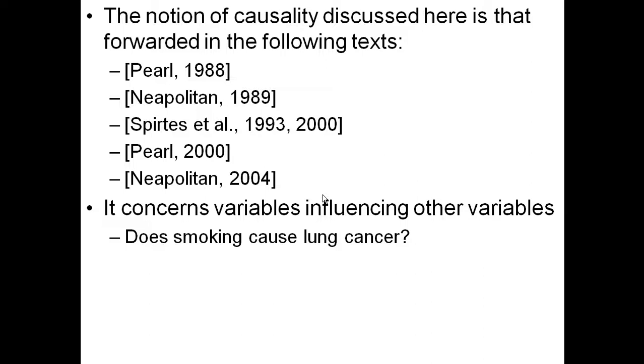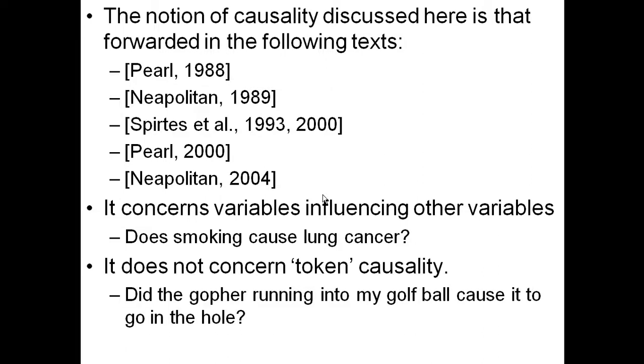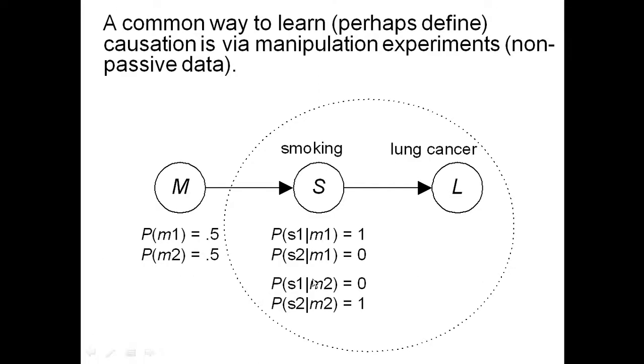It concerns variables influencing other variables, like smoking causing lung cancer. It does not concern what we call token causality, which is a one-time causal event. Did the gopher running into my golf ball cause it to go into the hole? In the smoking case, there are variables where we have a bunch of patients who smoke, and some have lung cancer. We want to determine in a probabilistic way the causal influence of smoking on lung cancer. The gopher is a one-time event. We can't repeat over and over again the gopher running into my golf ball, so I'm not going to be talking about this kind of causality.